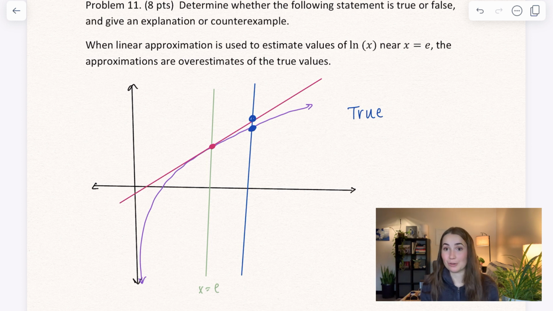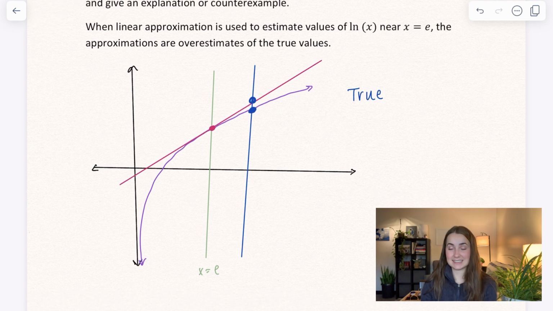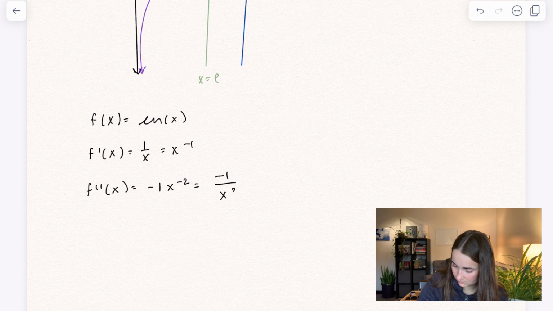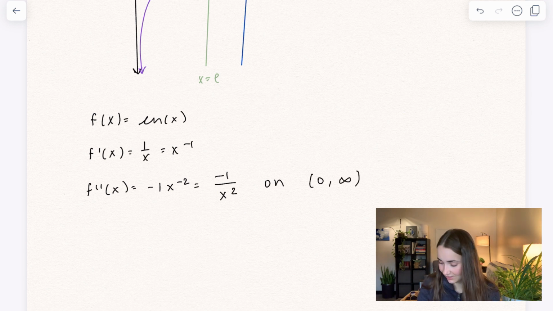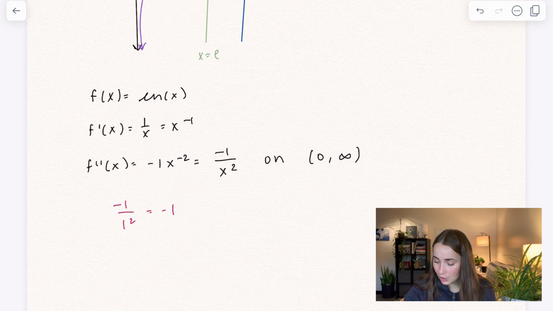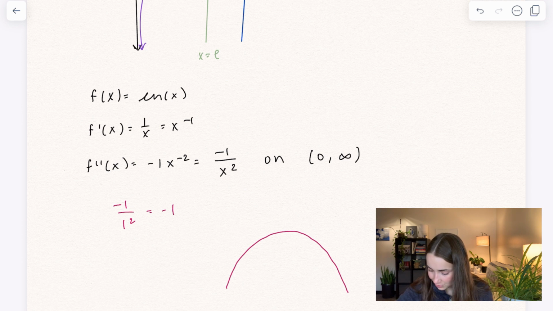If you wanted to write out why, you could. If you're thinking, oh my gosh, I'm not going to remember what the function of natural log of x looks like, then you can think about the concavity. So what we would have to do is find the first and second derivative. So let's go ahead and set that up. Okay, so let's go ahead and find the concavity. And if you guessed it, it's always going to be negative because let's just take 1 for example. No matter what number we plug in, we're going to have a negative value, which tells us it's going to be concave down. So since it's concave down and you just go ahead and choose any linear approximation line right here, we have the exact same reason why it would be an over approximation.